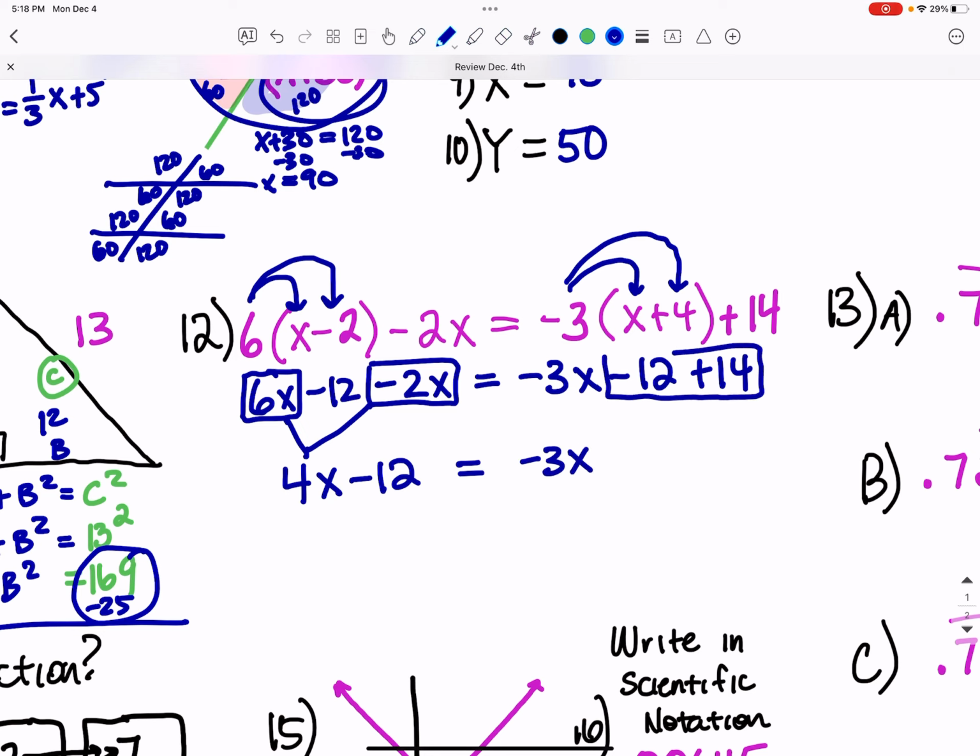And number 20, this is not a slope. I cannot tell if this is going up or down. It's both going at the same time. That's impossible. This is undefined.